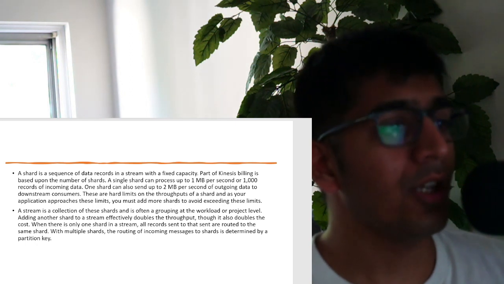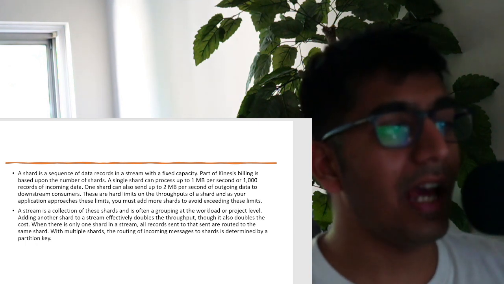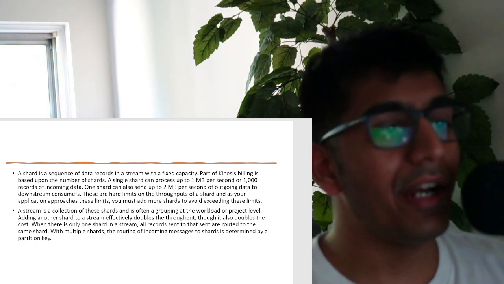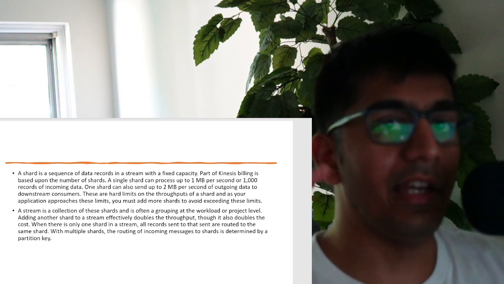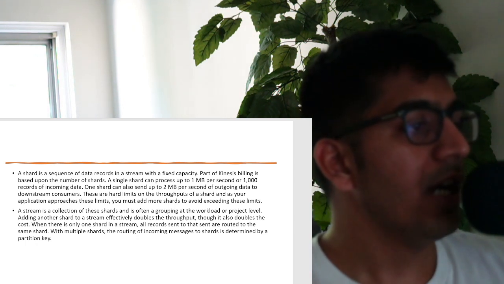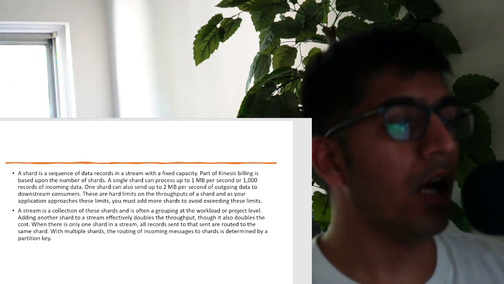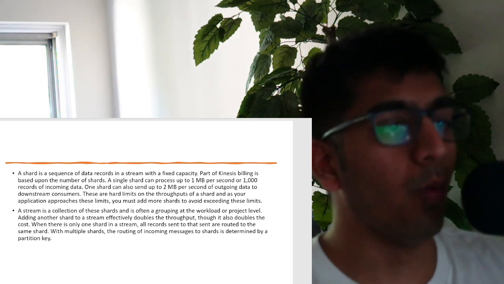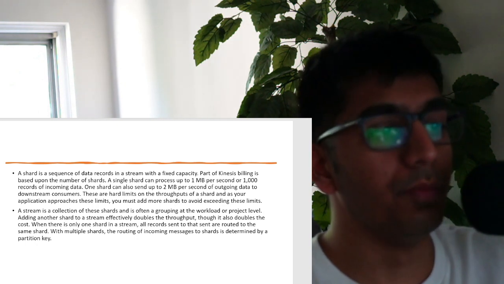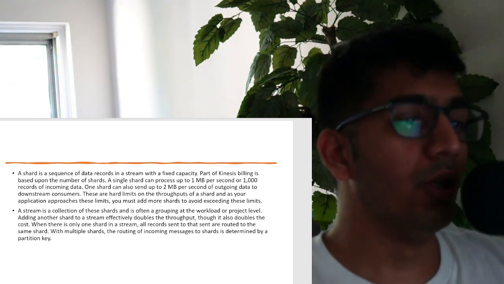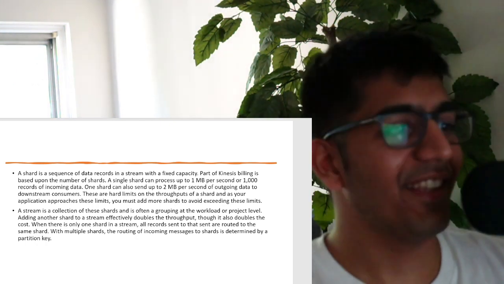There are hard limits on the throughput of the shard, and as your application approaches these limits, you must add more shards to avoid exceeding them. So if you are getting close to the threshold, try to increase the number of shards. A stream is a collection of these shards and is often a grouping at a workload or project level. Adding another shard to the stream effectively doubles the throughput. Very, very important, though it also doubles the cost. So remember, it comes at a cost.